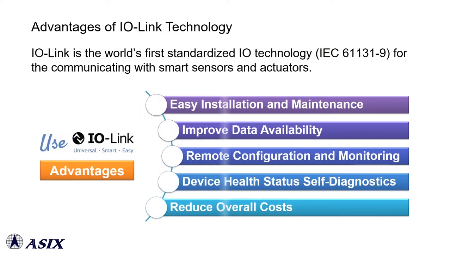I/O Link is the world's first standardized I/O technology for communicating with smart sensors and actuators. It supports a simple standardized three-wire cable and remote I/O Link device configuration and health status monitoring for easy installation and maintenance. It supports bidirectional I/O Link process, service, and event data access for improving smart devices' data availability.